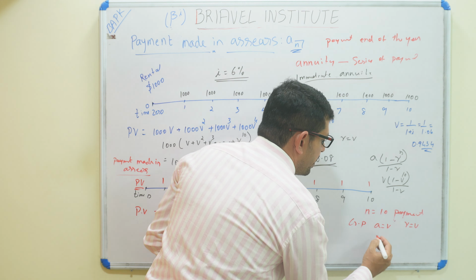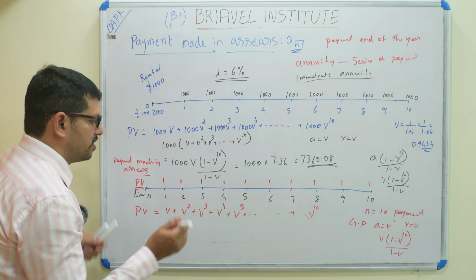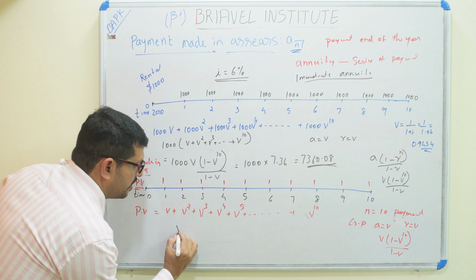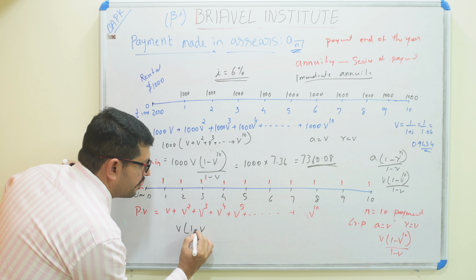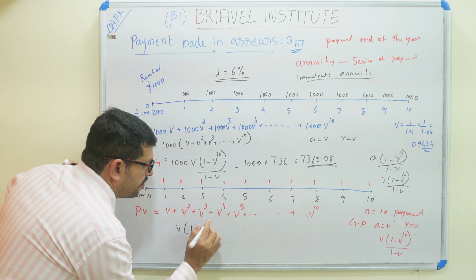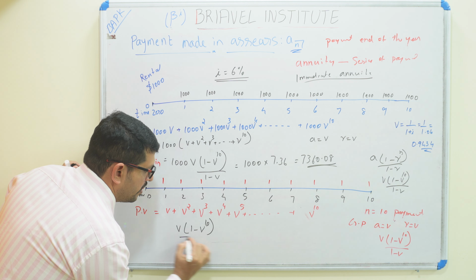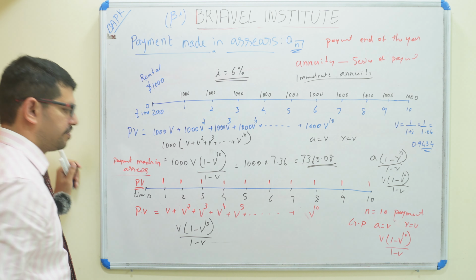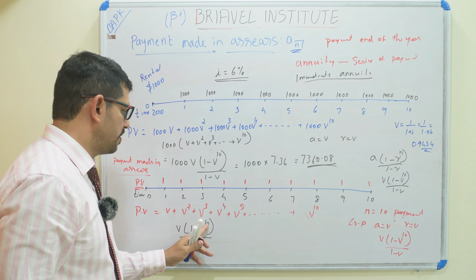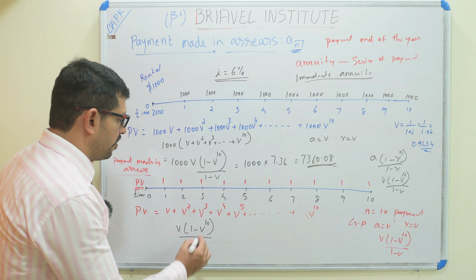Solving this directly is very difficult. So just taking the geometric progression, v times 1 minus v raised to n, instead of n I will take 10, divided by 1 minus v. Now you see, this is the formula.